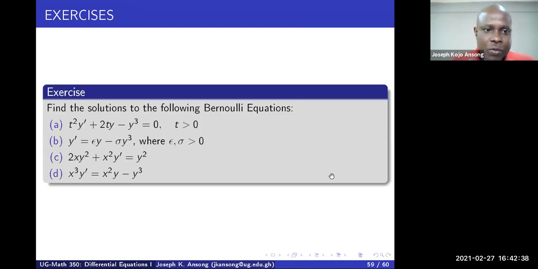So here's a couple of problems. Find the solutions to the following Bernoulli equations. Here, you are told that it's a Bernoulli equation. You can tell from the y cubed and y squared terms; they give you an idea that this might be a Bernoulli equation. So even if you were not told, that should ring a bell. In any case, you can try them.